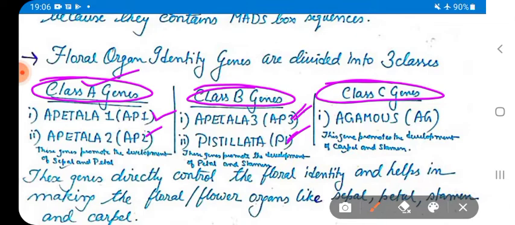Okay, so these two genes fall under the category of class B genes. They promote the development of petal and stamen, and class C gene promotes the development of carpel and stamen. As I have said, class A genes promote the development of sepal and petal, which are the accessory parts of the flower. Class B gene promotes the production of petals and stamen. Class C gene promotes the development of carpel and stamen.